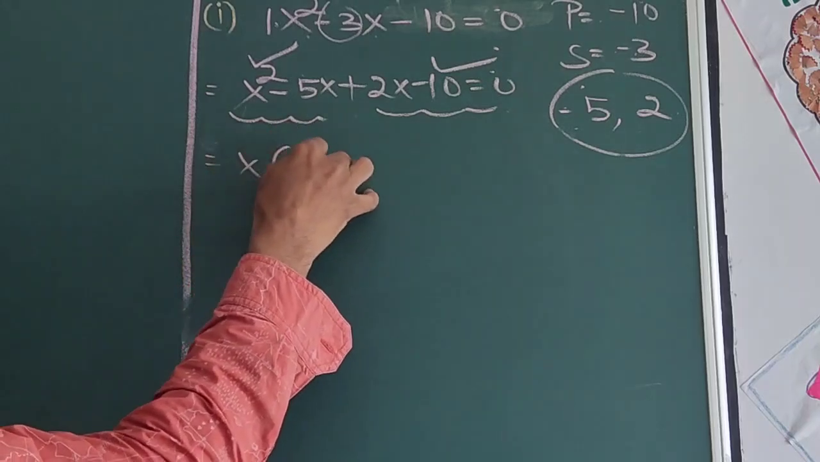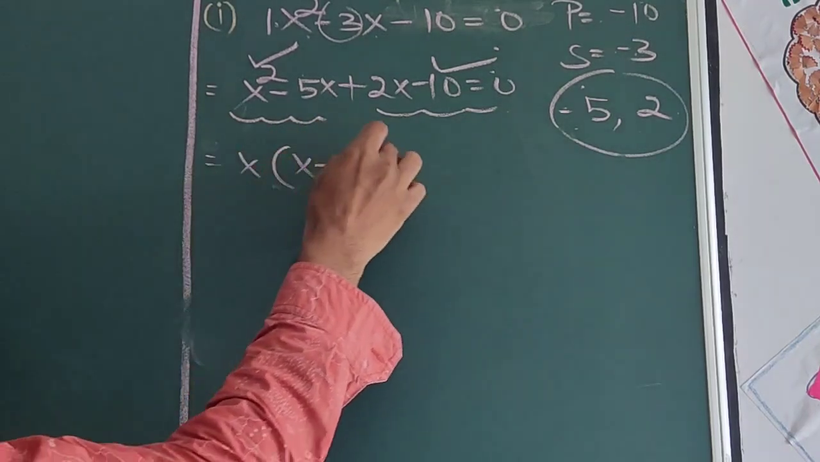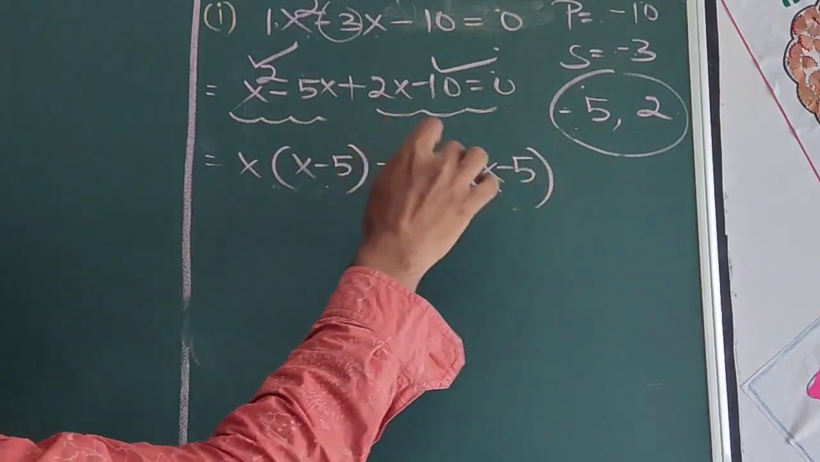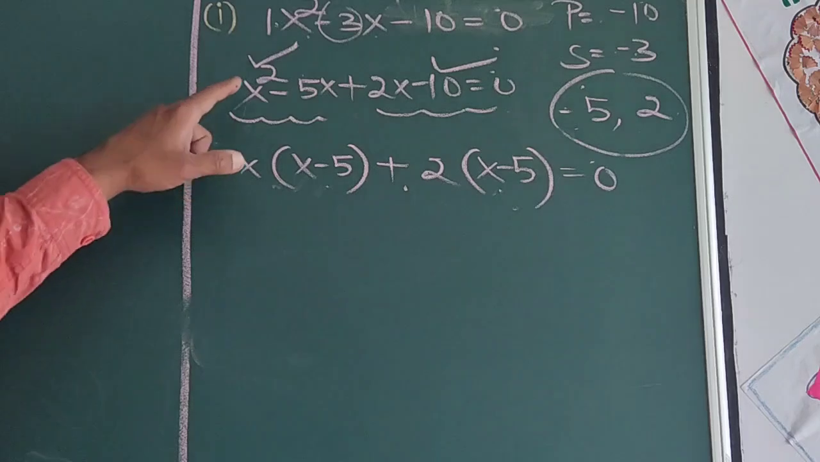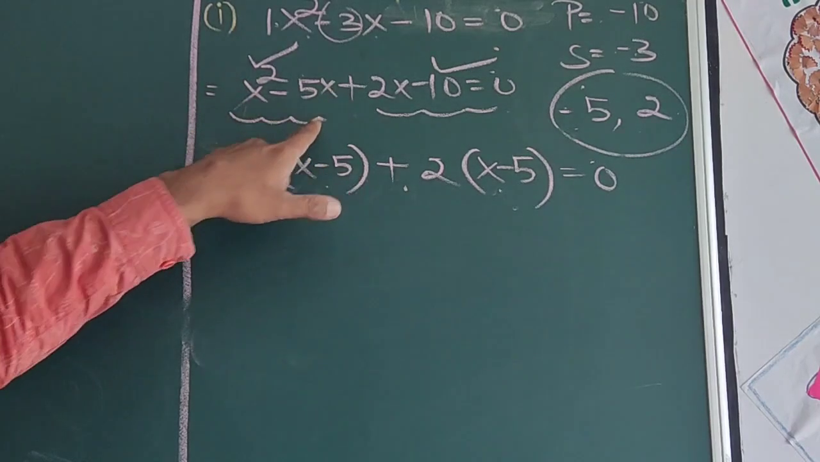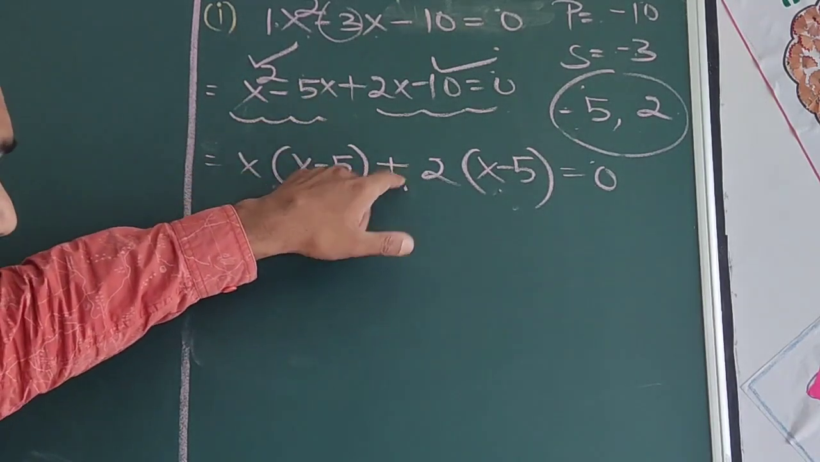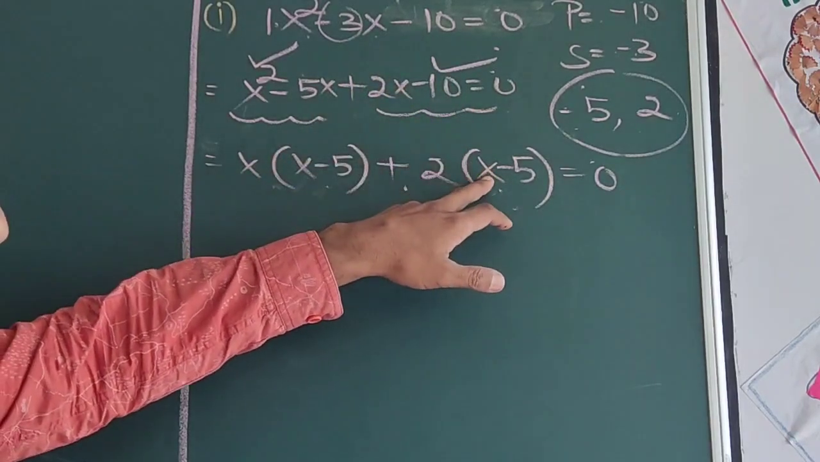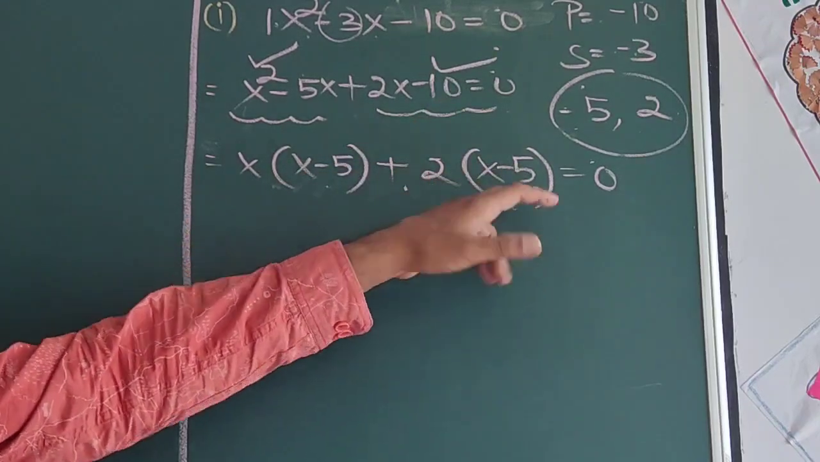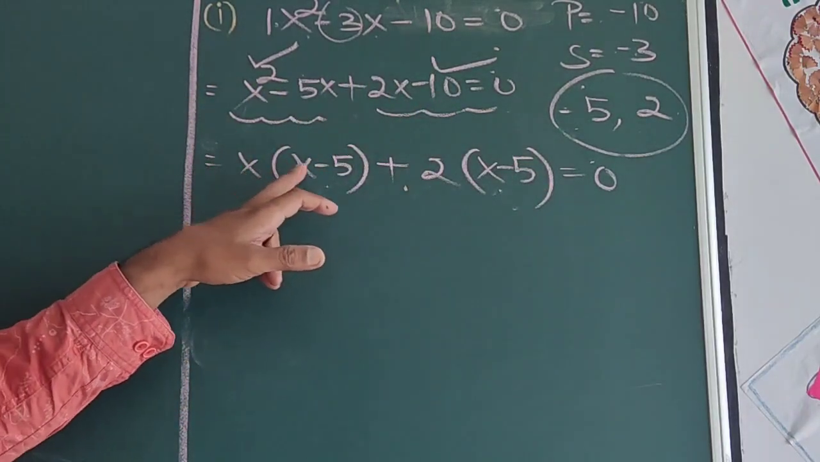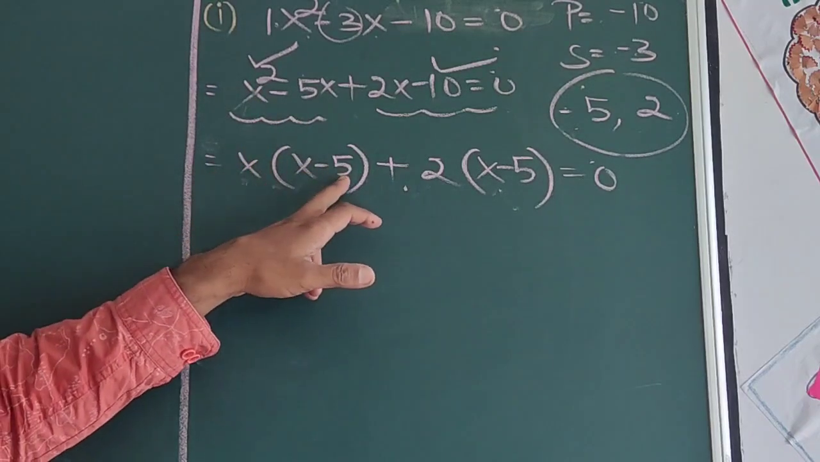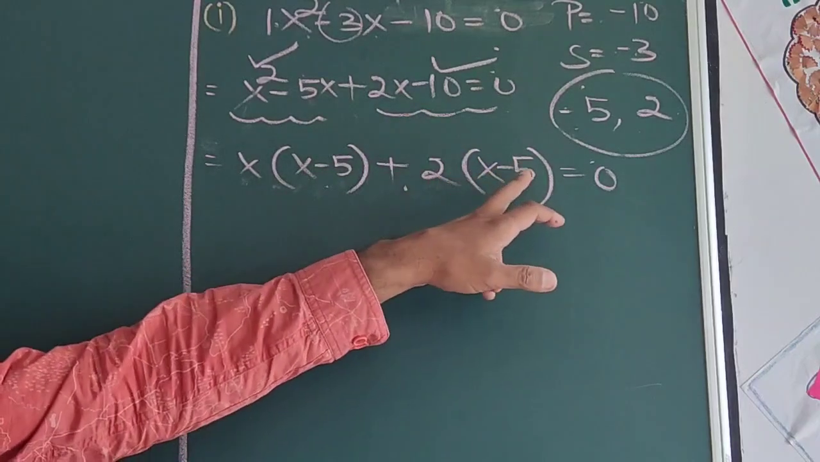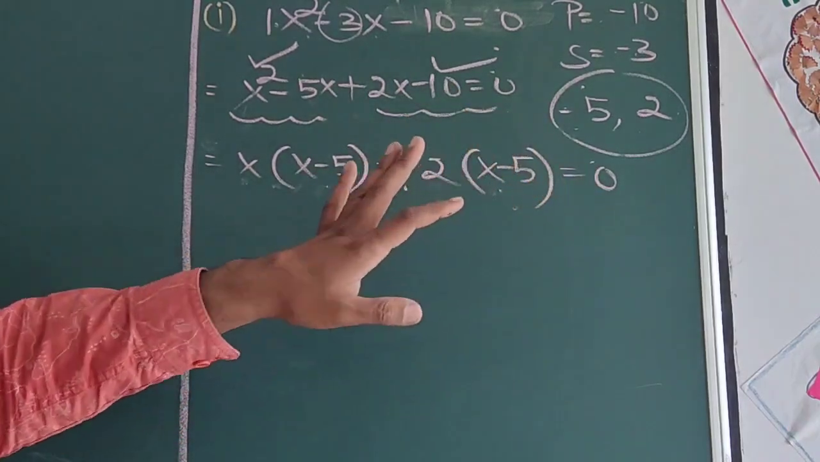Taking x common from the first two terms, we get x minus 5, and 2 is common from the last two terms, which is also x minus 5. Because when we take x common, then x times x minus 5, and next from the two terms 2 is common, so we take common 2, and here x minus 5 is common. Let us check. X multiplied by x is x square, x multiplied by minus 5 is minus 5x, plus 2 multiplied by x is 2x, and 2 multiplied by minus 5 is minus 10, equal to 0.